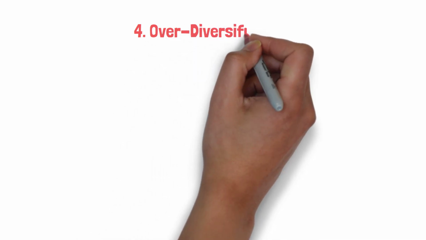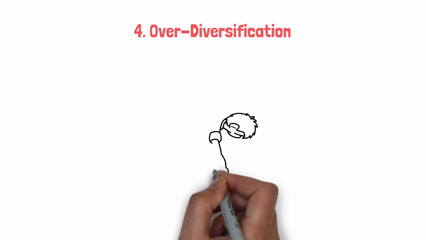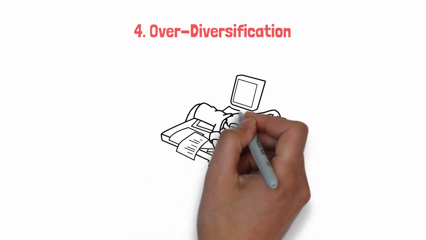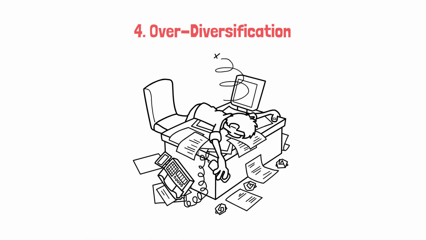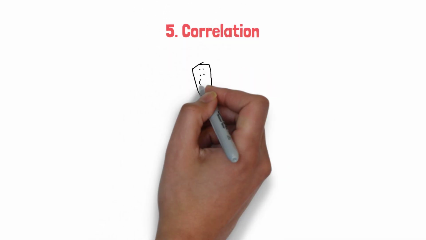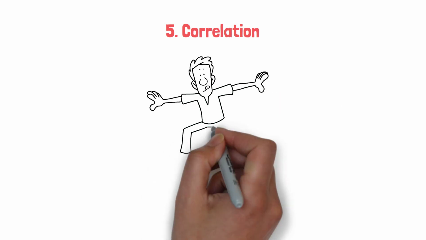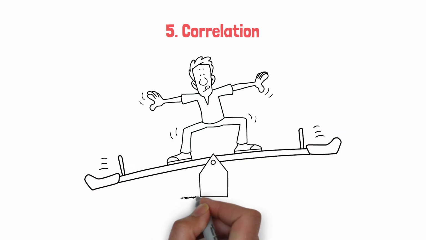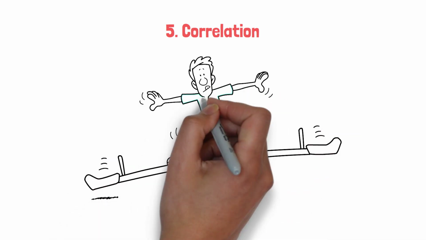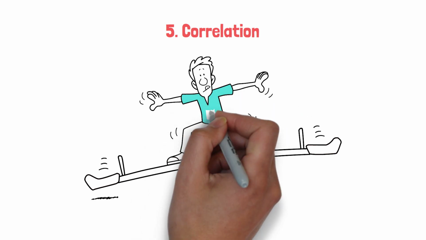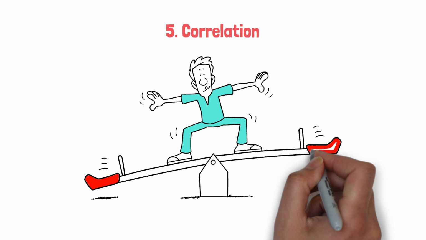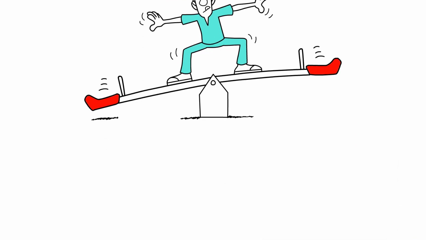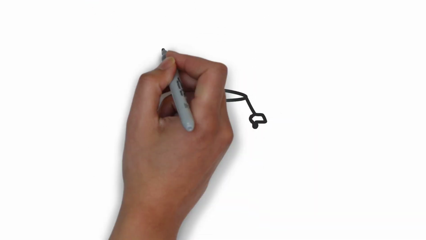Over-diversification. There is such a thing as over-diversification, where you spread your investments too thin across too many assets. This can dilute your returns and make it difficult to manage your portfolio effectively. Correlation. Some investments may be more correlated than others, which means they tend to move in the same direction at the same time. For example, stocks in the same industry or region may be more correlated. When you diversify your portfolio, it's essential to consider the correlation between different assets to avoid unintended concentration.